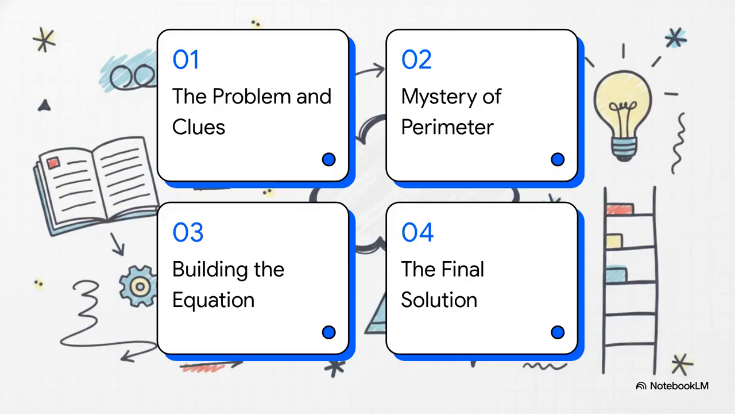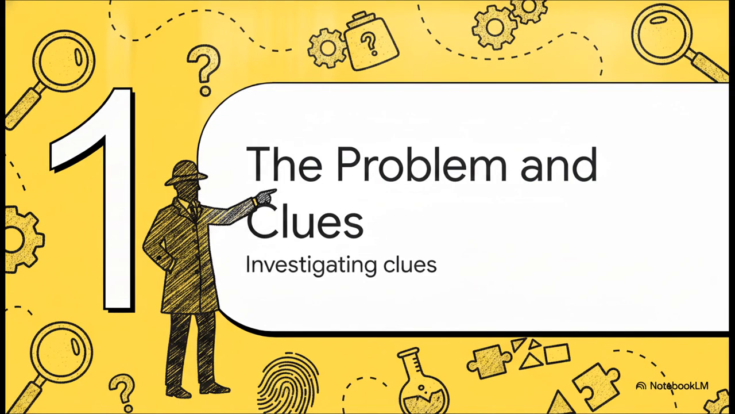So, here's our game plan. We're going to break this down into 4 easy, bite-sized steps. The problem and clues, mystery of the perimeter, building the equation, and finally, the final solution. Step 1. The problem and clues. Investigating the crime scene of our math puzzle.